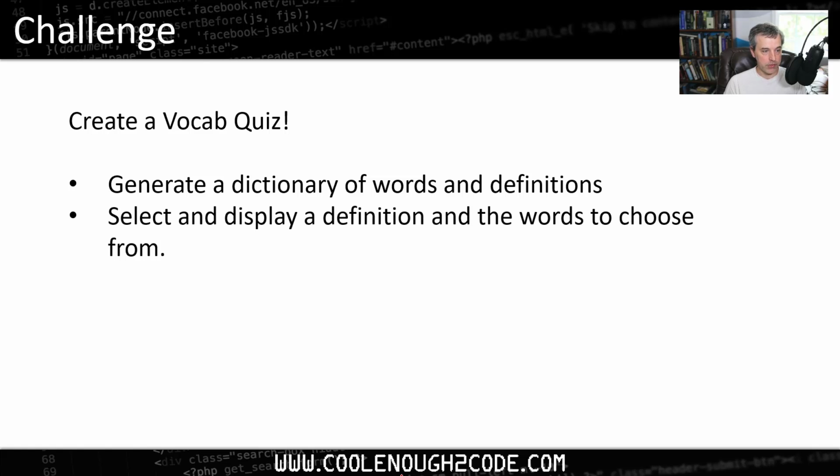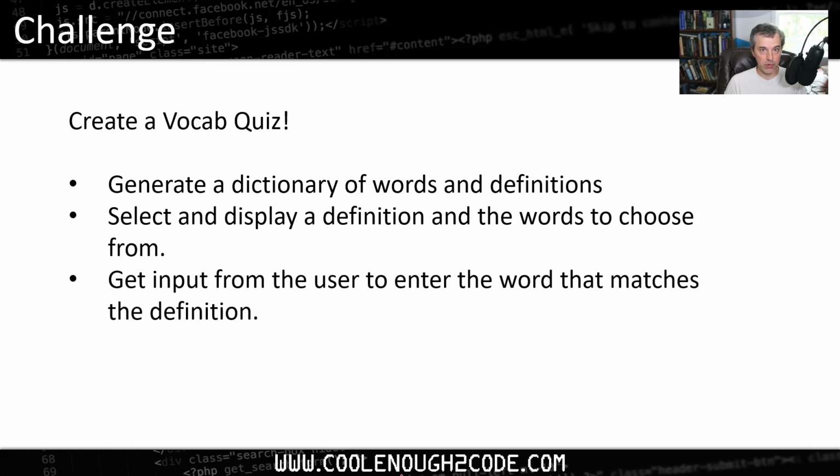And then I want you to select and display a definition and then the words that a user can choose from. So in other words, you want to randomly select a word and then display its definition. And then print out the words that are possible options for that particular definition or word that you selected. So then you will prompt the user to enter the word that they think matches the definition that you randomly chose. And then if they enter in the right word, then they won the game.